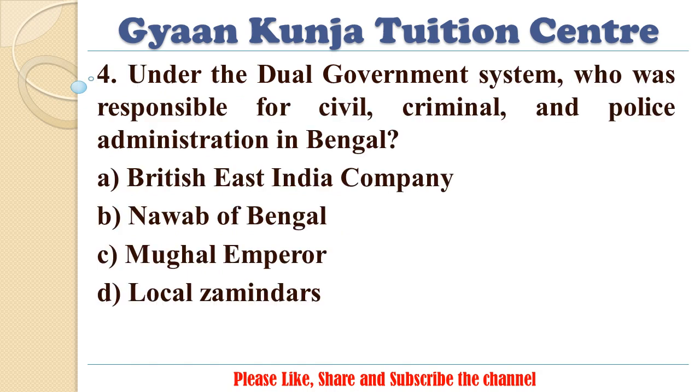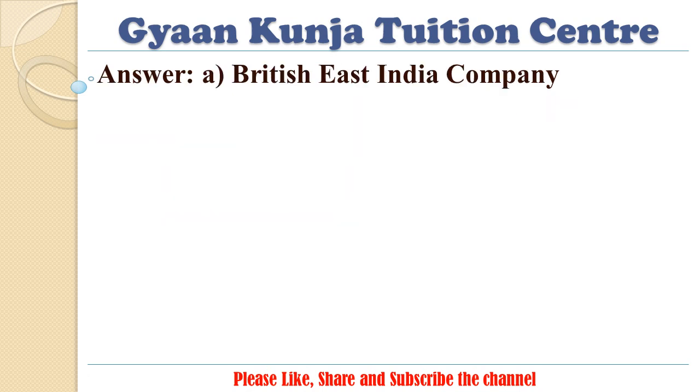Next, 4. Under the dual government system, who was responsible for civil, criminal, and police administration in Bengal? A. British East India Company. B. Nawab of Bengal. C. Mughal Emperor. D. Local zamindars. Answer A. British East India Company.